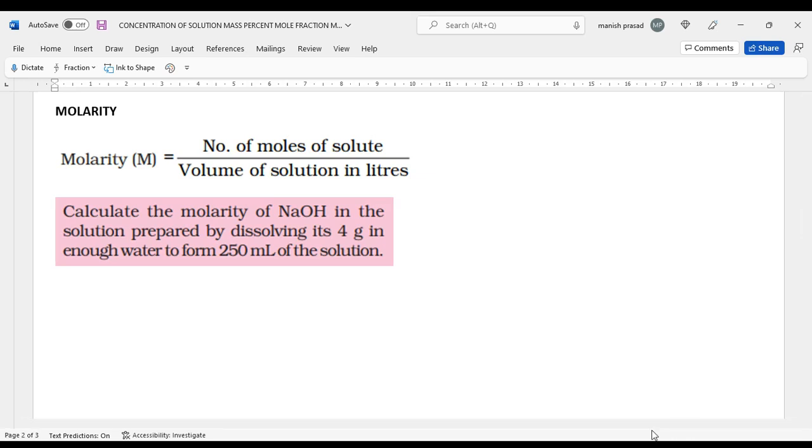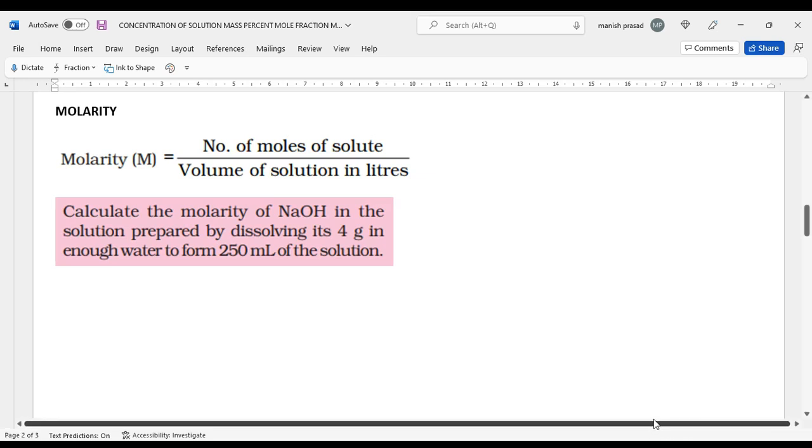The most important one, you'll get molarity throughout next year. Okay. So, molarity is the number of moles of solute divided by the volume of solution in liters. What is the formula for number of moles? Number of moles is equal to given mass over the relative molar mass. Now calculate the molarity of NaOH in a solution prepared by dissolving 4 grams in enough water to form 250 ml of the solution.